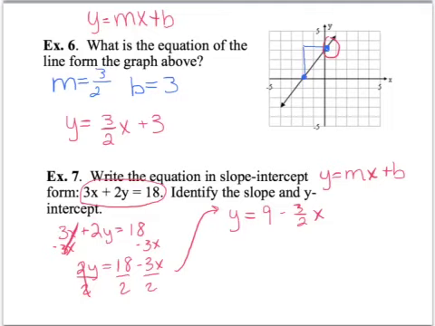Okay, now what is my slope? If you said 9, you would not be correct. Slope is always the coefficient of x. So this right here is really my slope, negative 3/2. The constant term in your equation, the 9, that's our y-intercept.